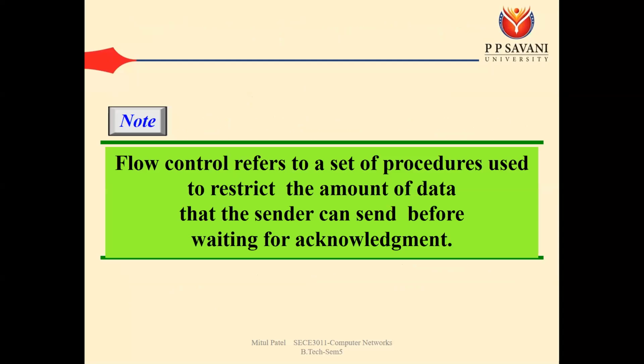Okay, so flow control refers to a set of procedures used to restrict the amount of data that the sender can send before waiting for acknowledgement. Okay, so we can say the number of frames that are required to fill the buffer. Okay, so this is known as the amount of data that we can send from sender to the receiver. Okay, so before getting the acknowledgement, we will send some frames and then we will wait for some acknowledgement. Okay, so this is known as the flow control.